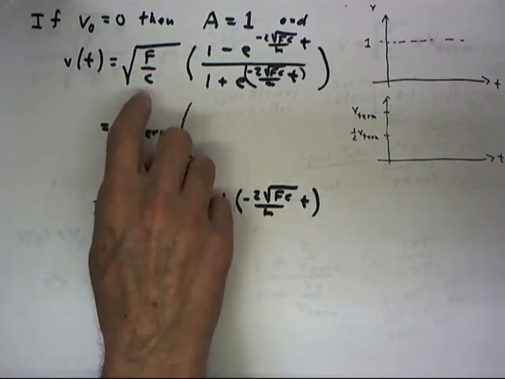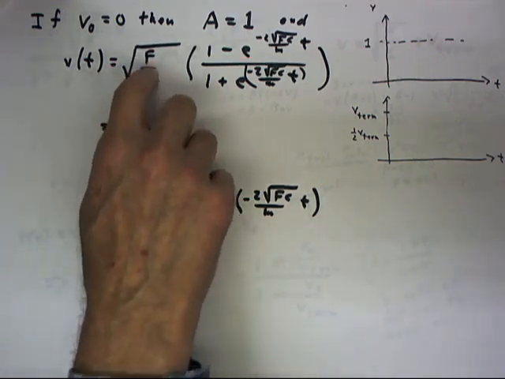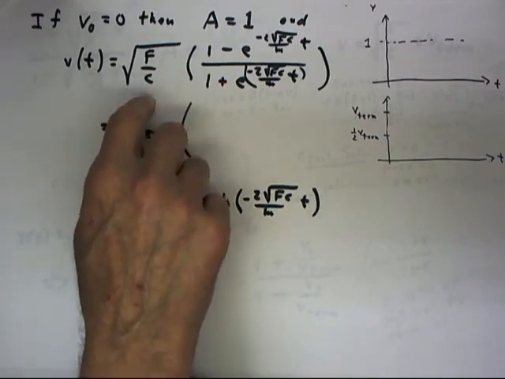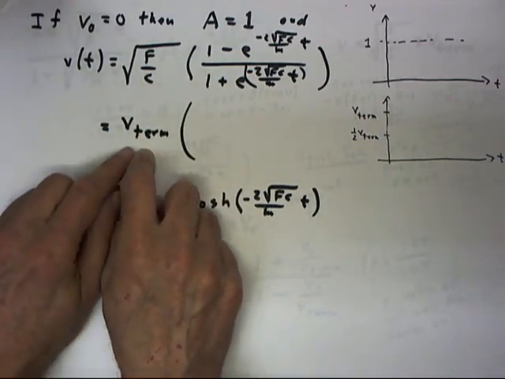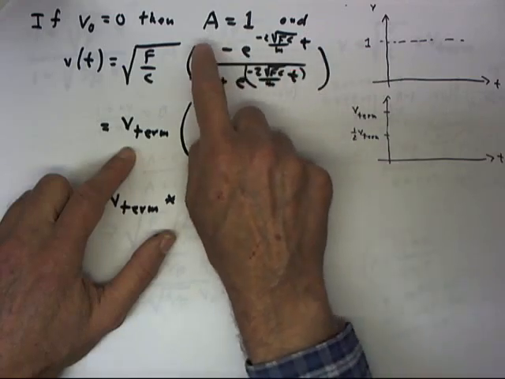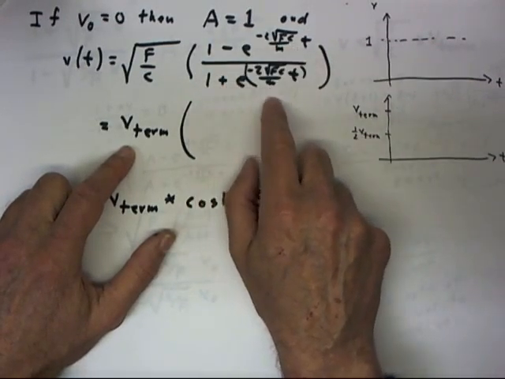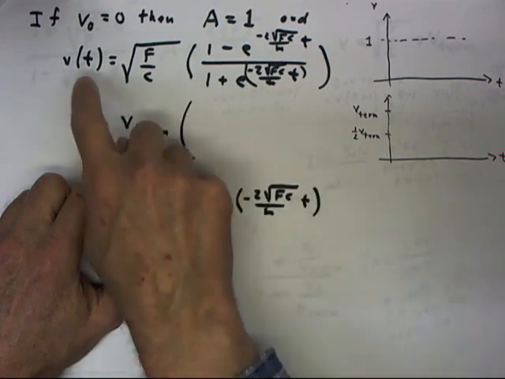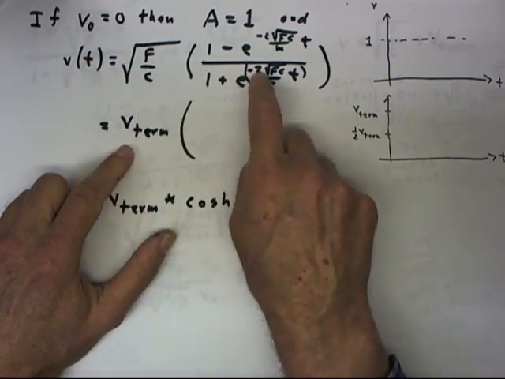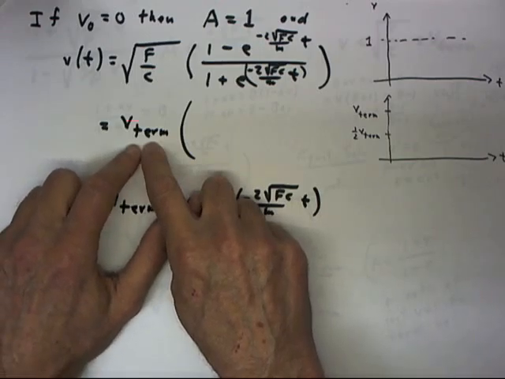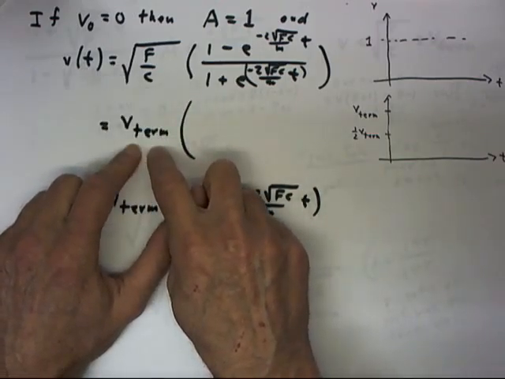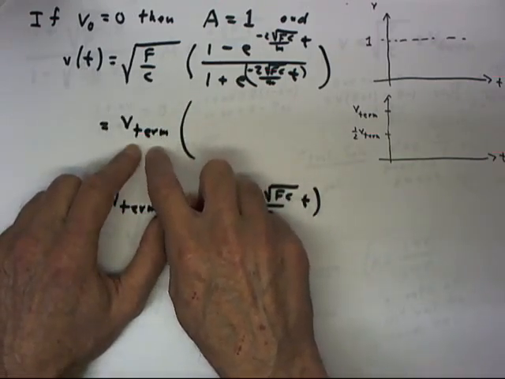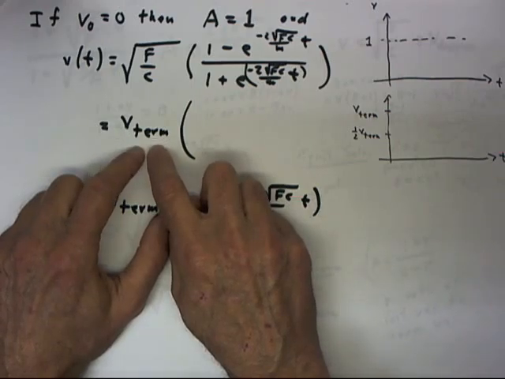Now the square root of f over c is our terminal velocity, so we're going to understand this coefficient out here is our terminal velocity. This expression here is 1 minus a quantity divided by 1 plus a quantity, so it's always going to be less than 1, meaning that our velocity is going to be less than our terminal velocity for every value of t, so that v is going to approach terminal velocity from below.